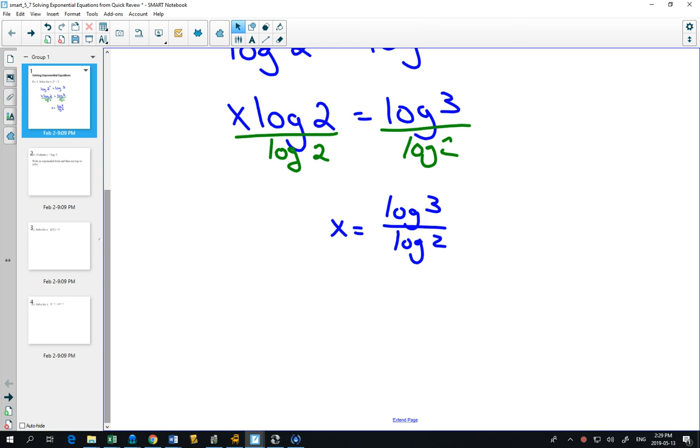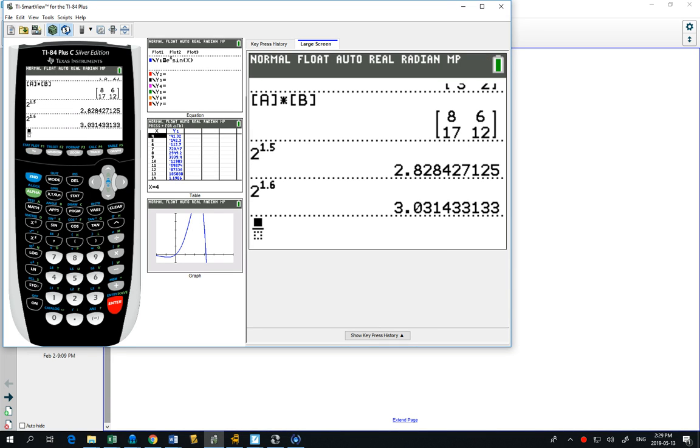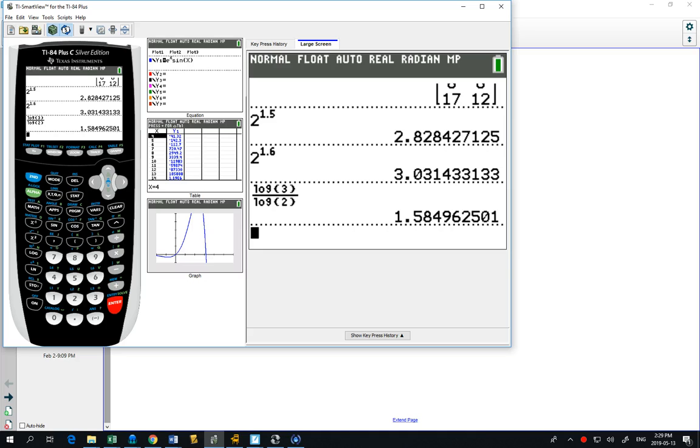And now if we go to our calculator, we can type that in. I'm going to use the fraction button. I'm going to type log 3 on the top, log 2 on the bottom, and push enter. And look, it was between 1.5 and 1.6. It's 1.584962501. How long would that have taken us to guess and check? Not too long, but it would have been a little bit annoying. Now we have a method of finding it exactly.